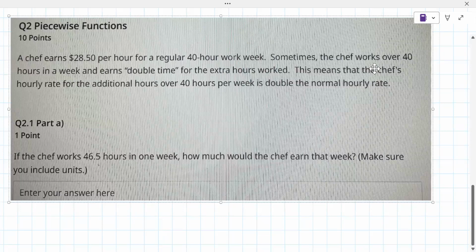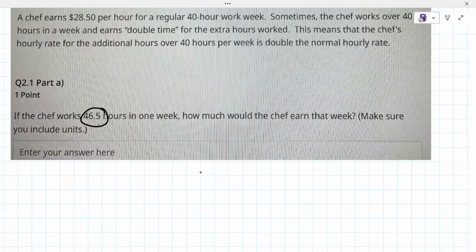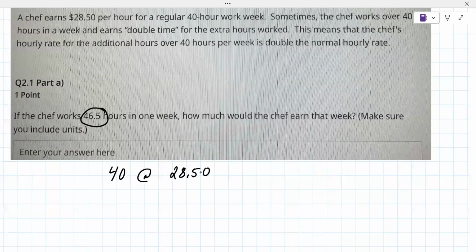This means that the chef's hourly rate for the additional hours over 40 hours per week is double the normal rate. If the chef works 46.5 hours in 1 week, how much would the chef earn? Make sure you include units. So out of that 46.5 hours, 40 are at the $28.50. But the 6.5 over it, they're at $57.